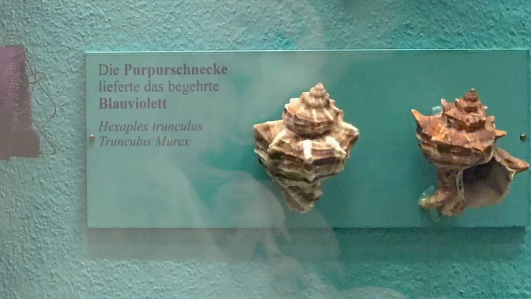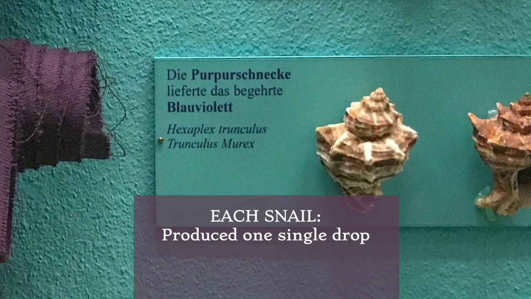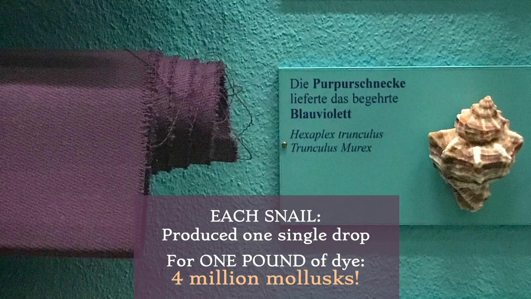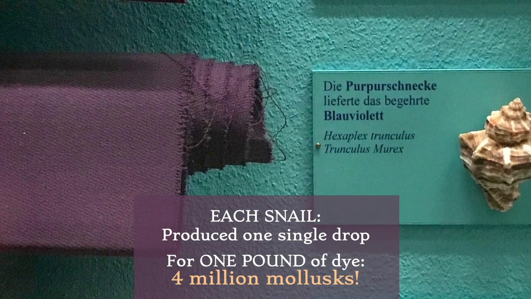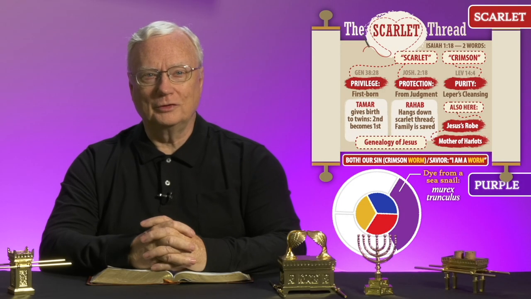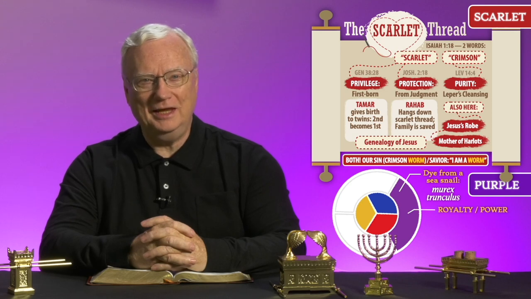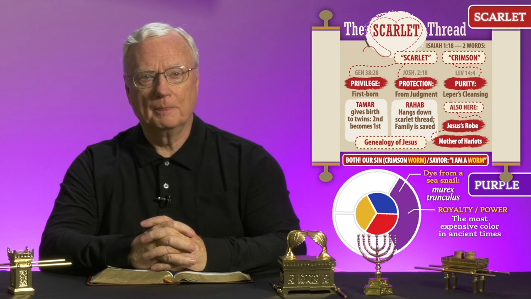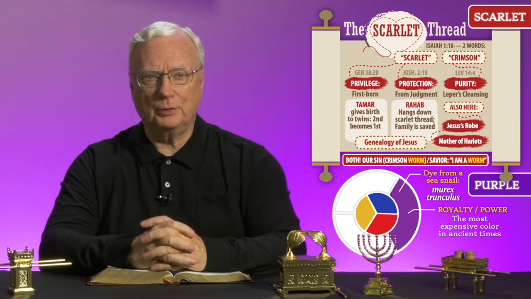The purple dye they used came from a sea snail called Murex trunculus. Supposedly, each snail produced a single drop. So for 1 pound of dye, it took about 4 million mollusks. Any wonder that it was reserved for royalty and the wealthy? It was the most expensive color in ancient times. You find many references to purple linked with power and prestige throughout Scripture.